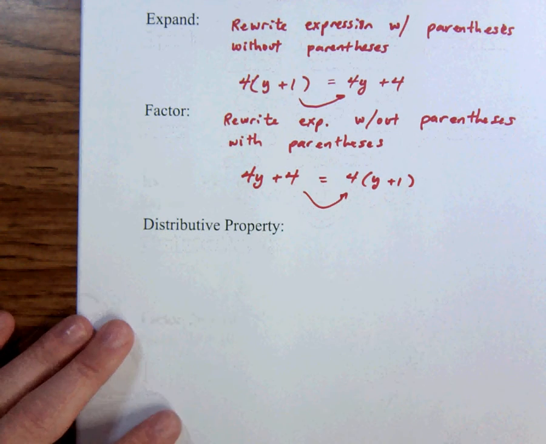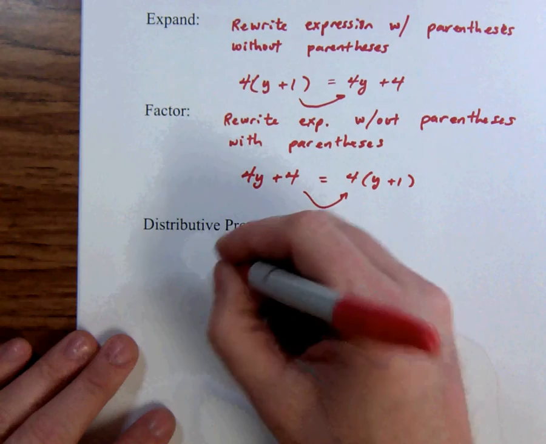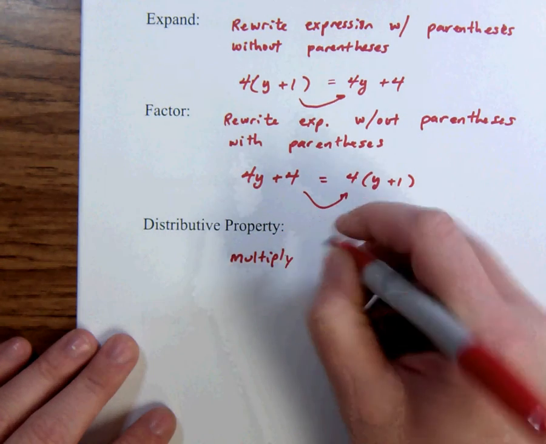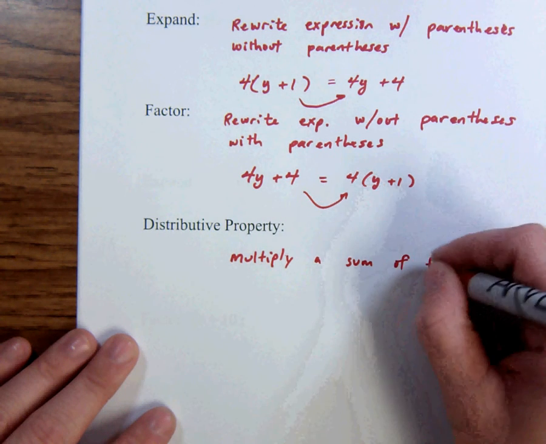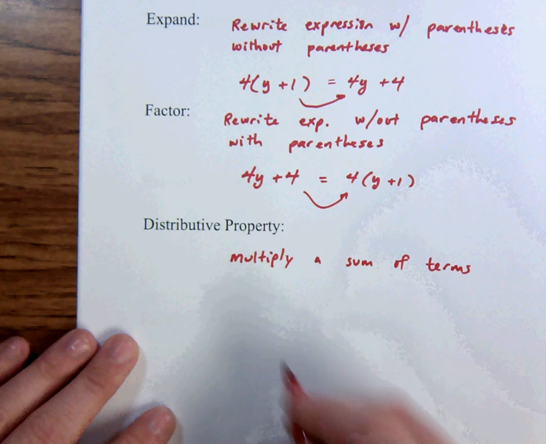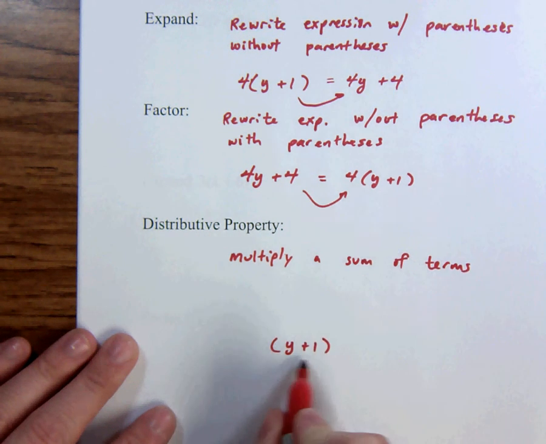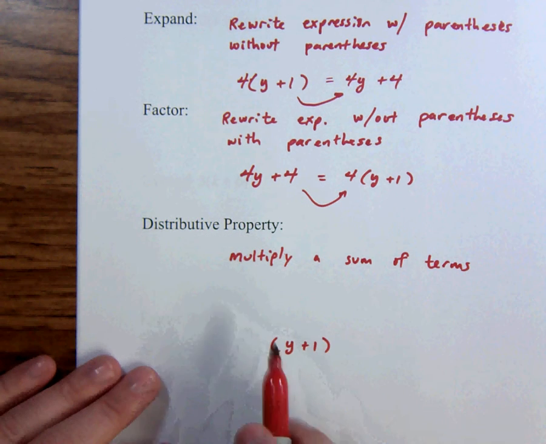And the distributive property is basically what makes all of this tick. It's when you multiply a sum of terms. Now, a sum of terms would be something like y plus 1. That is a sum of terms. I'm adding, so it's a sum. If you subtract, it's still a sum, but that's getting a little complicated.